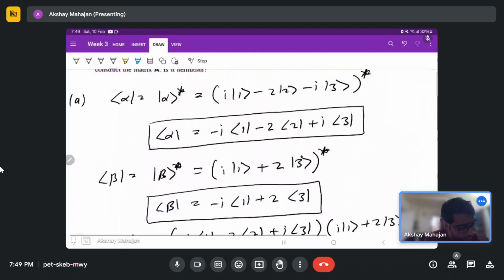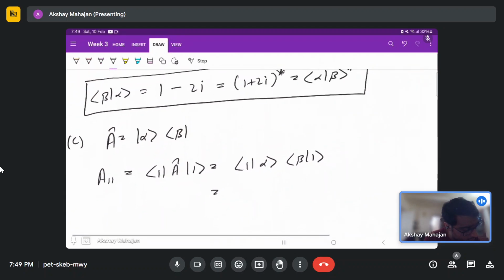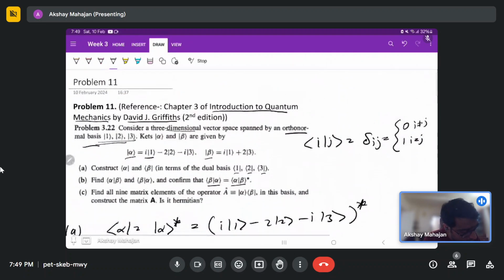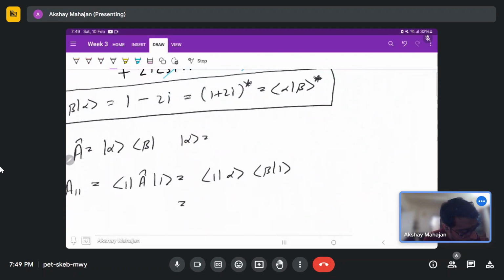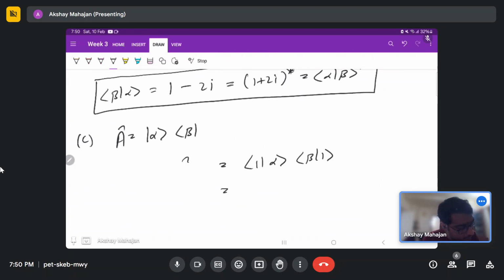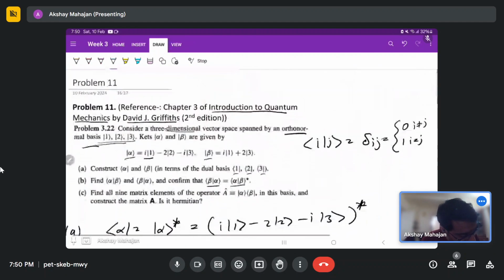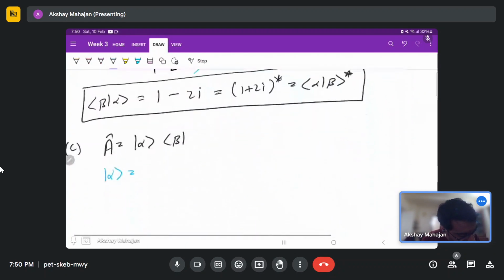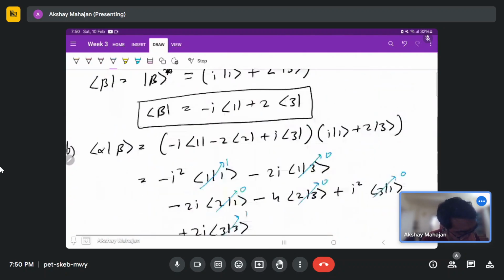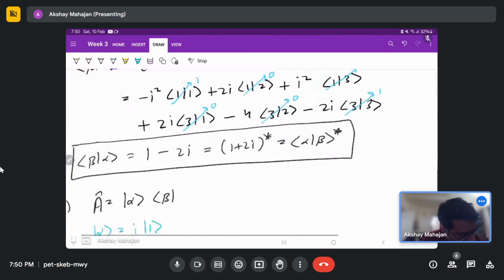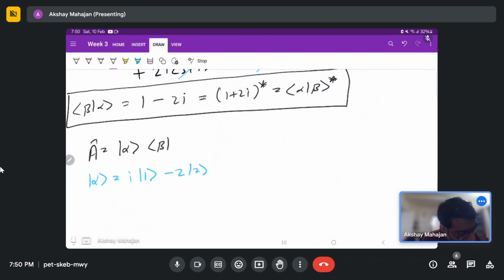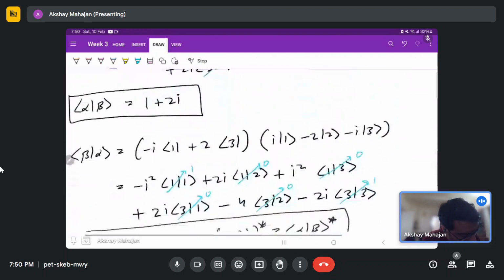Okay, what are our ket of alpha, ket of beta? Let me just write them here as well. So ket of alpha is iota ket of 1. Let me write the definition as well so I can write this relation properly. So we have to use these relations. We have ket of alpha is equal to iota times ket of 1 minus 2 times ket of 2 and minus iota times ket of 3.